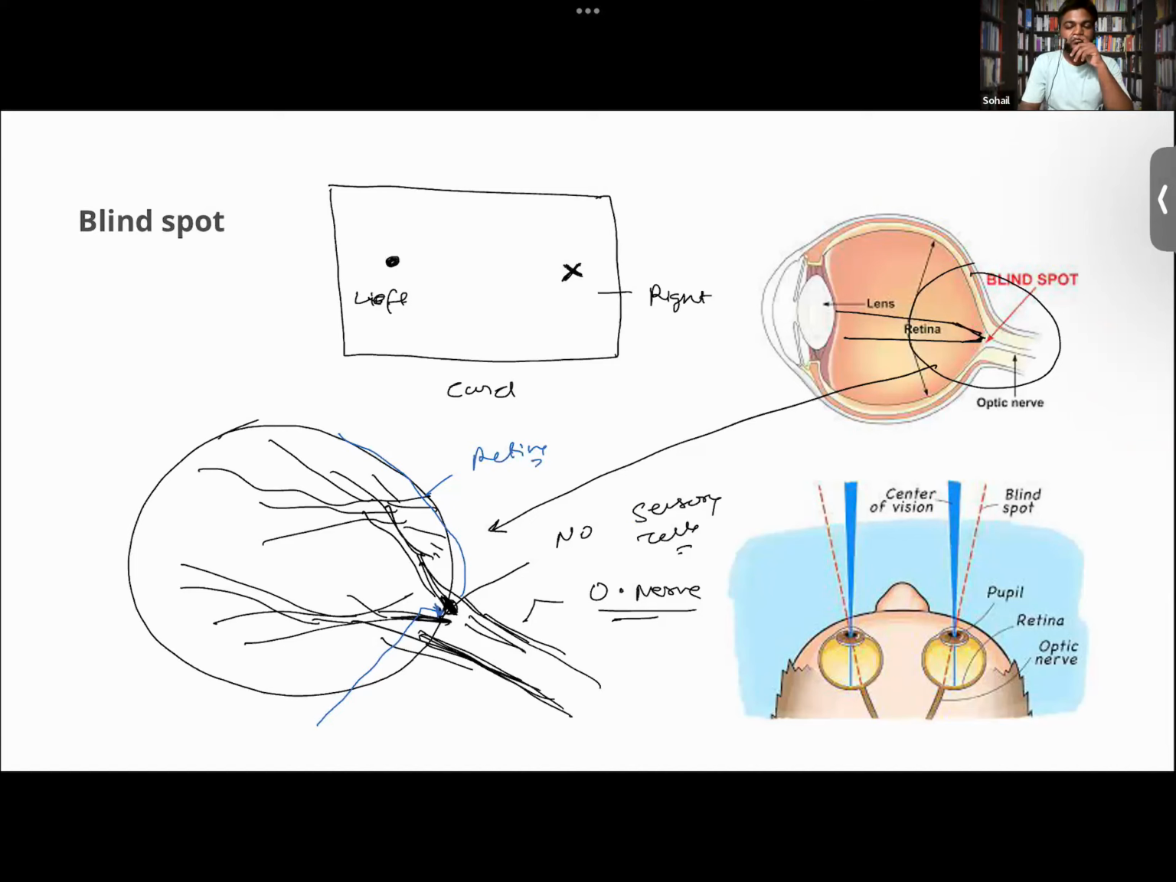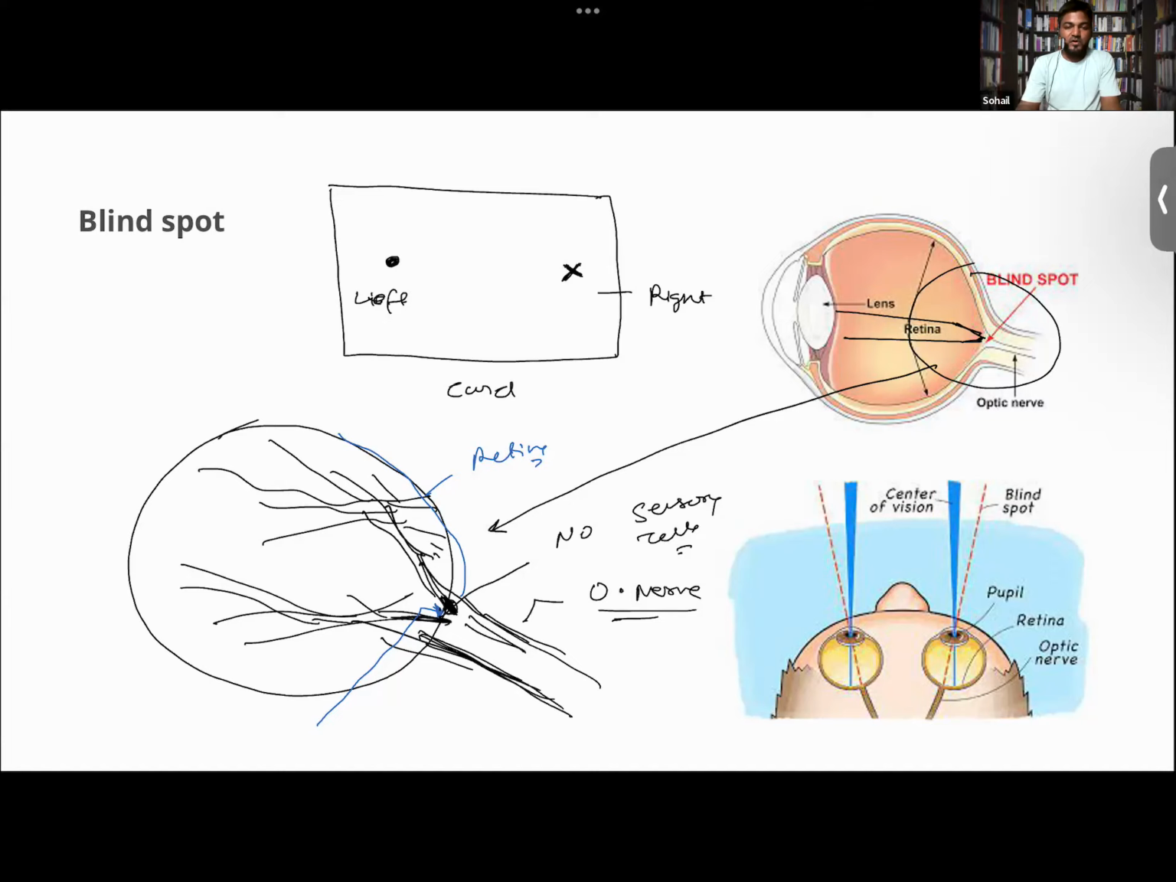Sir, the cone cells and rod cells. Do tell me the function of cone cells. The cone cells help us to see the primary colors. Not only the primary colors, they help us to see in bright light. They are sensitive to bright lights actually. So in bright lights, you will be able to see the colors. Yes, so they are more sensitive to bright light.